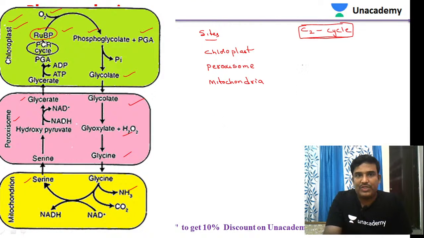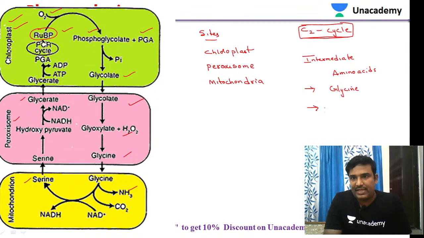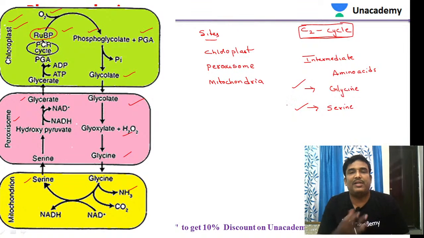What are the important things to remember? The intermediate compounds, especially the intermediate amino acids in this C2 cycle. You can see different types of amino acids acting as intermediate compounds: glycine and serine. These are the two amino acids acting as intermediate compounds in this C2 cycle, or photorespiration.